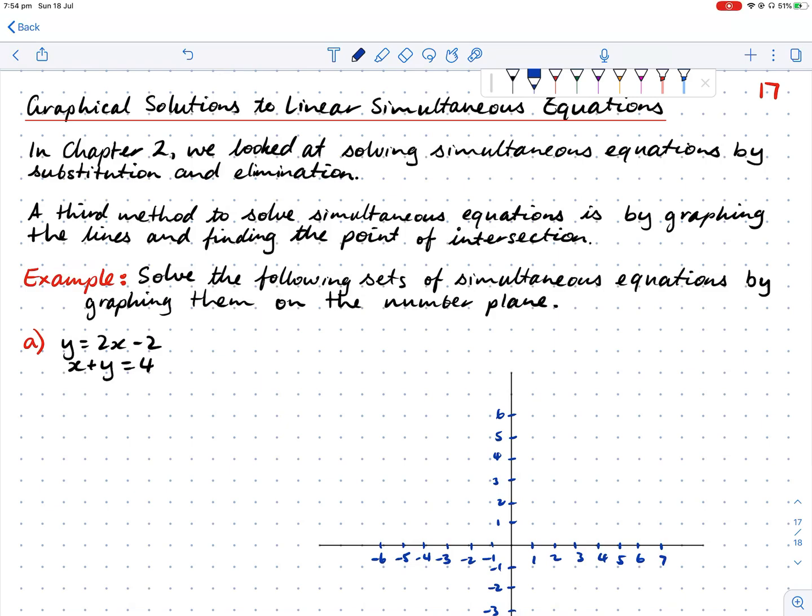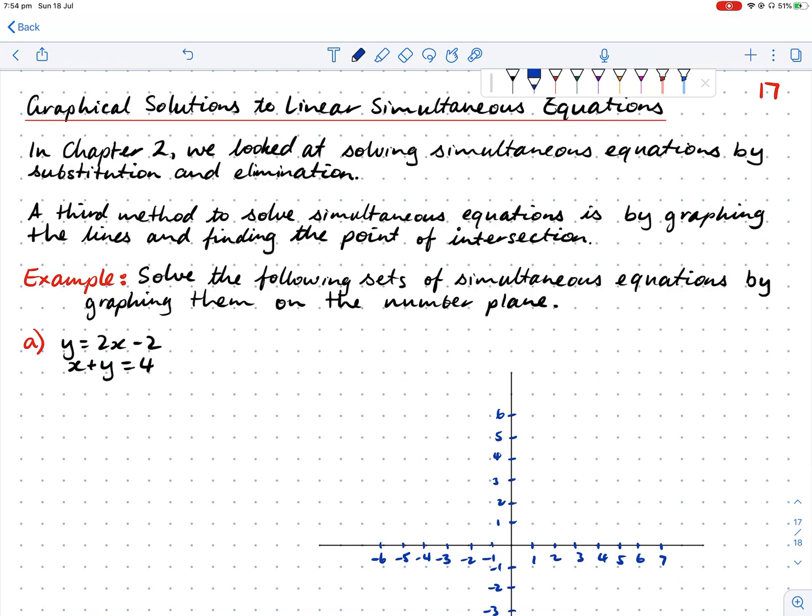This is the last section of our linear equations and linear relationships topic, and we're looking at graphical solutions to linear simultaneous equations. Graphical meaning we're going to draw graphs in order to solve simultaneous equations. Earlier in the year, when we were doing chapter 2, we looked at solving simultaneous equations by using substitution and elimination. Those are the two algebraic methods we used.